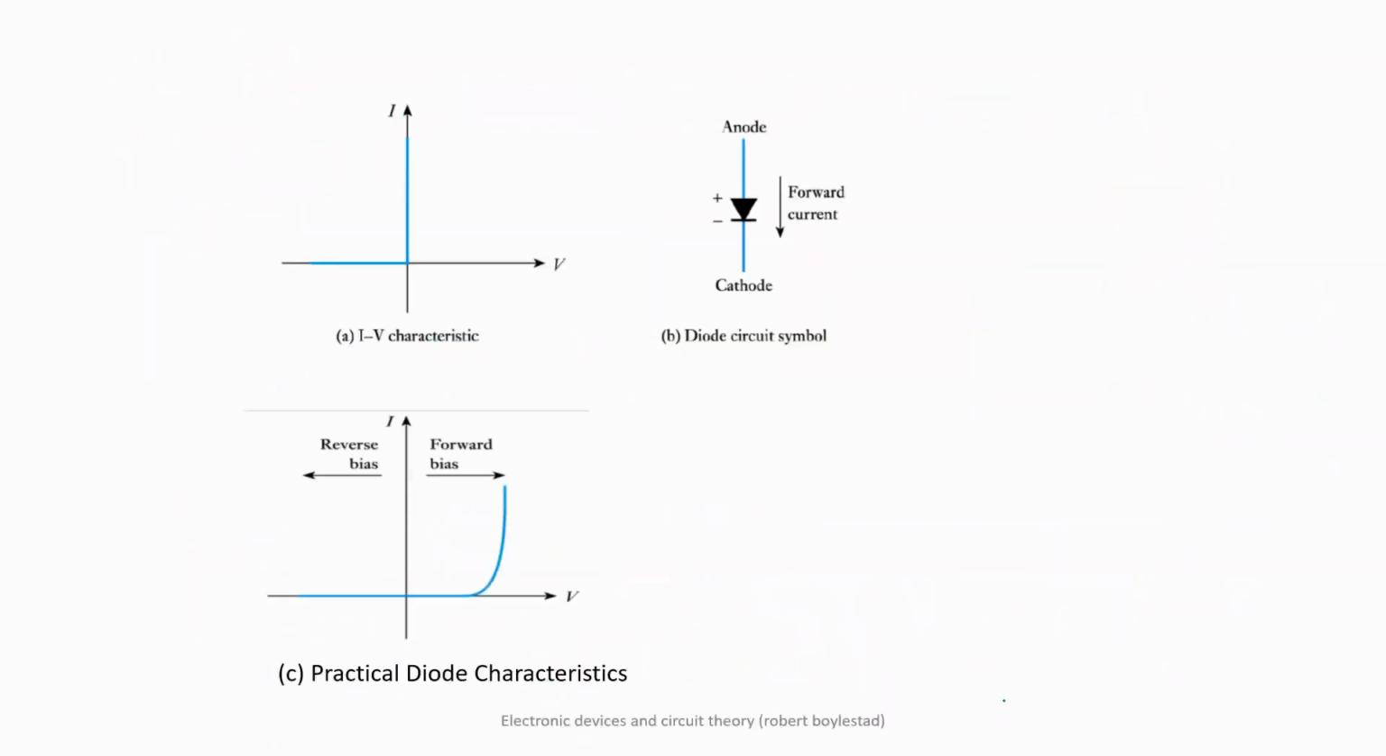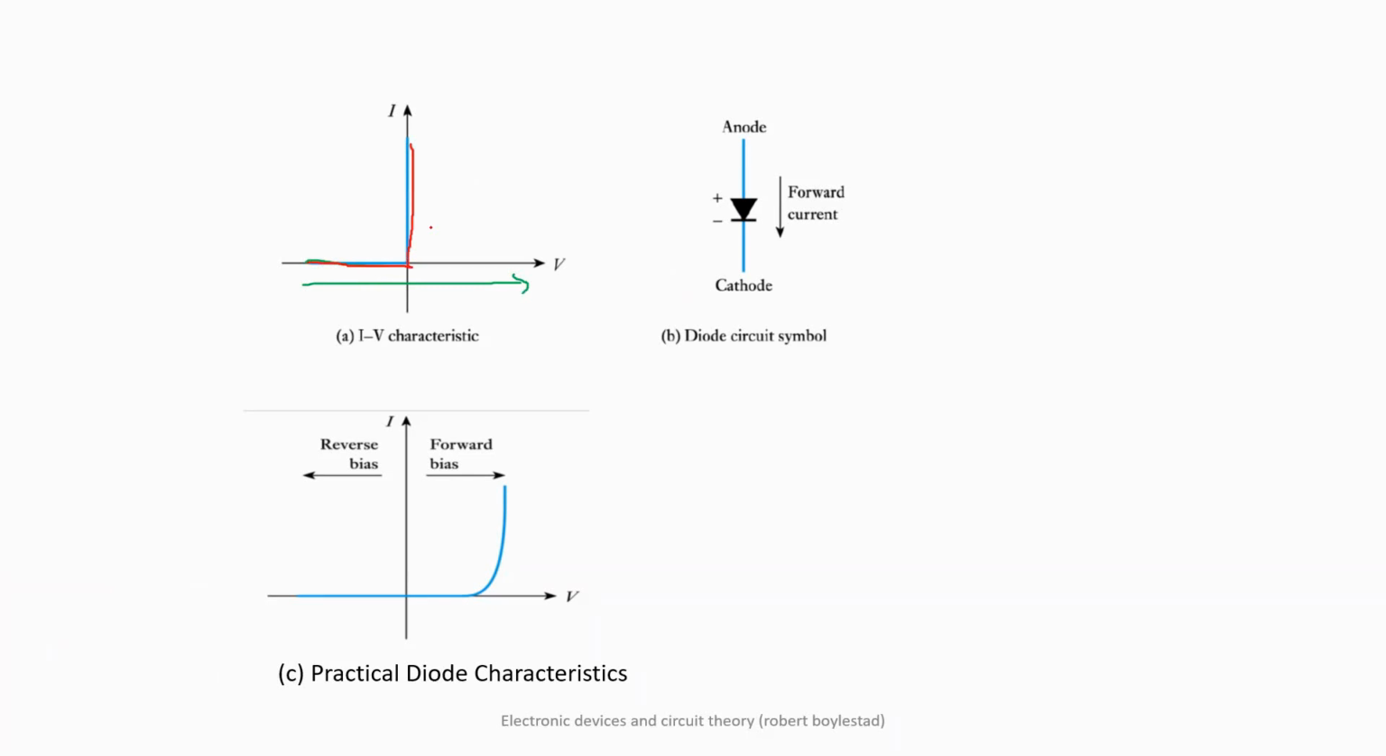Now these are the IV characteristics, or we can say current-voltage characteristics. If your diode is reverse biased, that means it is off, and if it is forward biased, it is on. So these are the ideal characteristics of a diode.